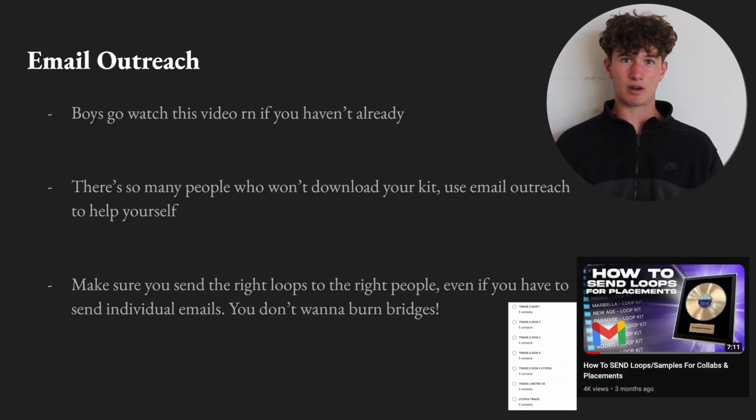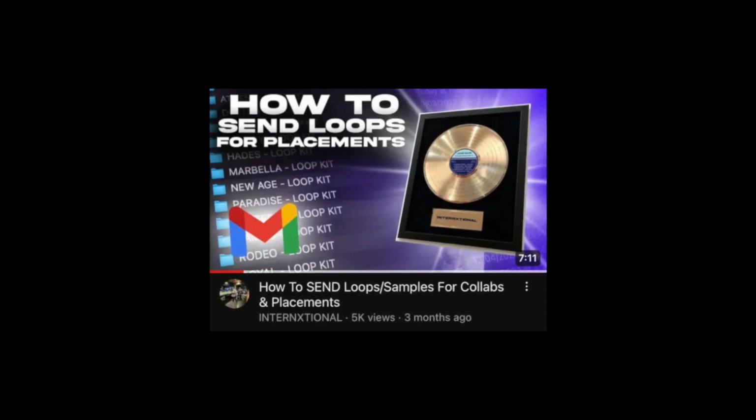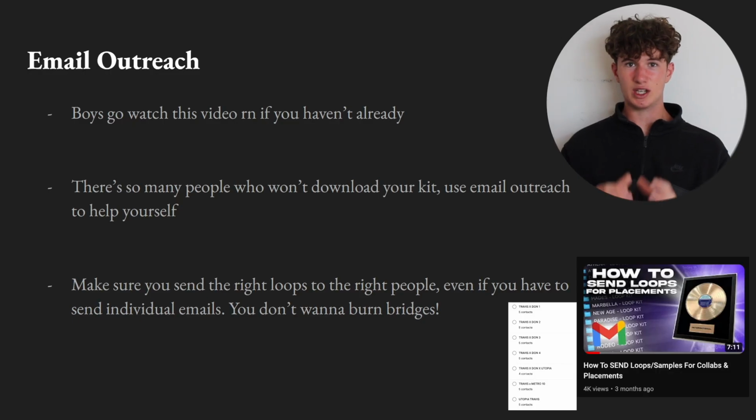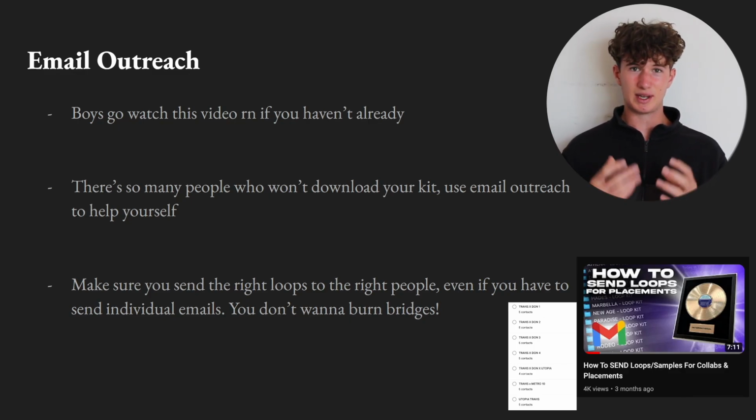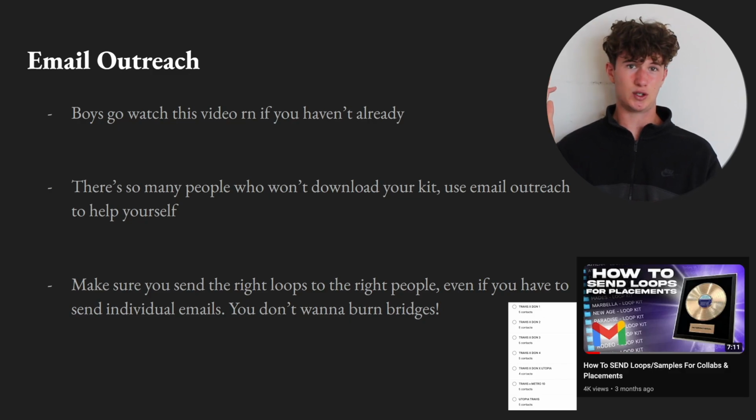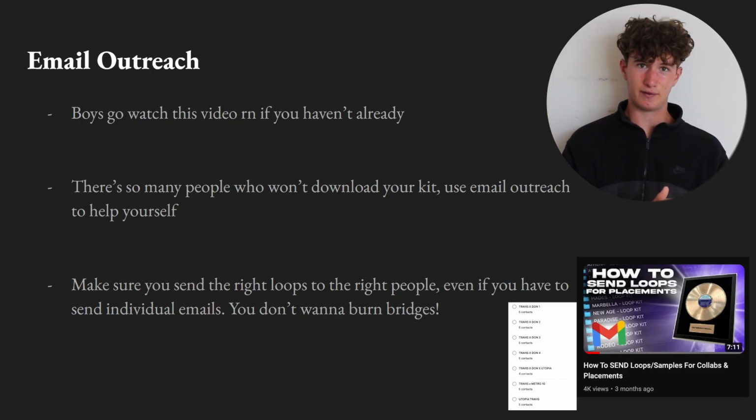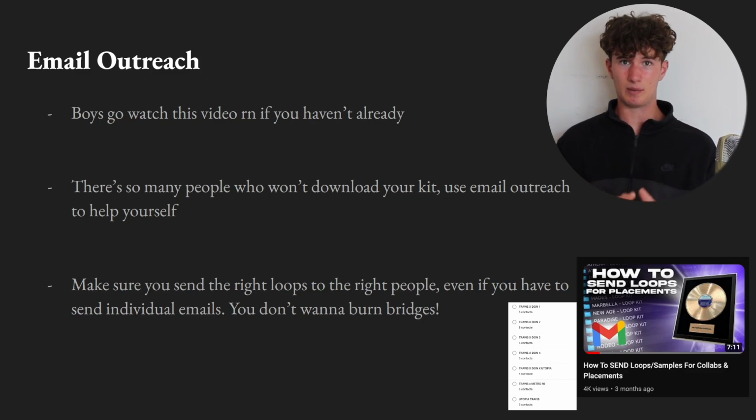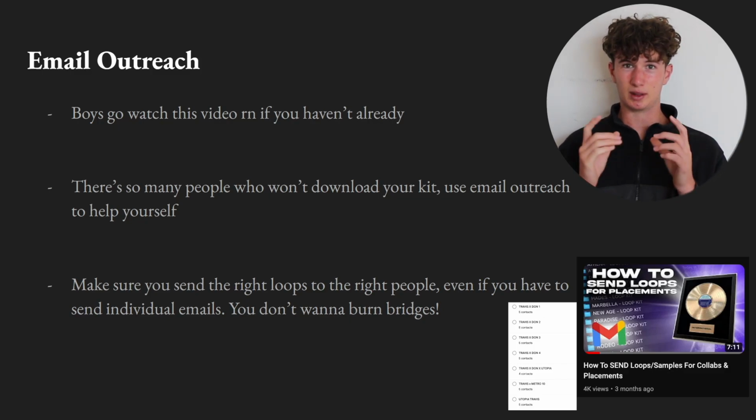Boys, make sure you send the right loops to the right people. Since that video 3 months ago, the only thing we have changed is we are more specific with what loops we send to what producers. We used to just send the same 3 or 4 loops to every single producer in our list. However, that's not the right way to do email outreach. You need to be super specific and super niched with what loops you send to people. When we do sends now, we may even be sending just singular emails to one producer at a time, just so we make sure they're getting the right loops.